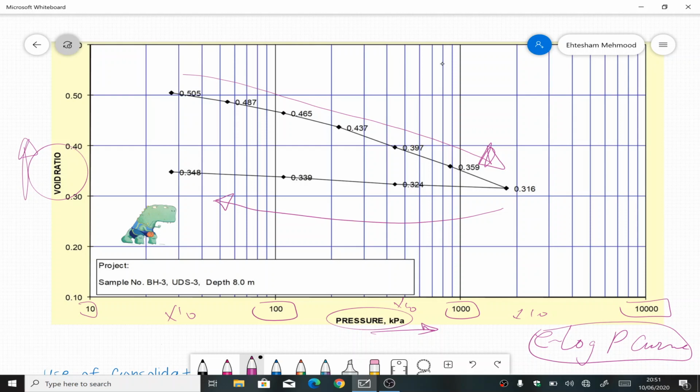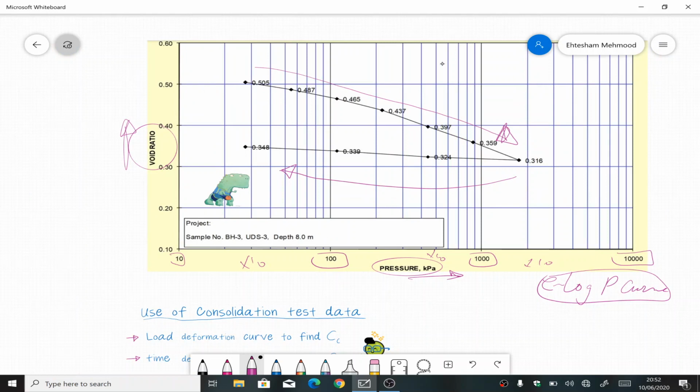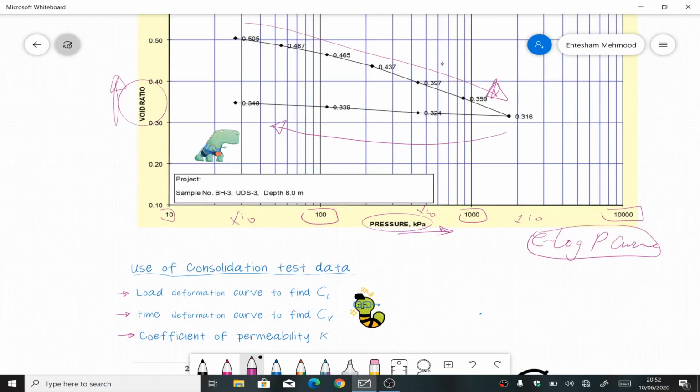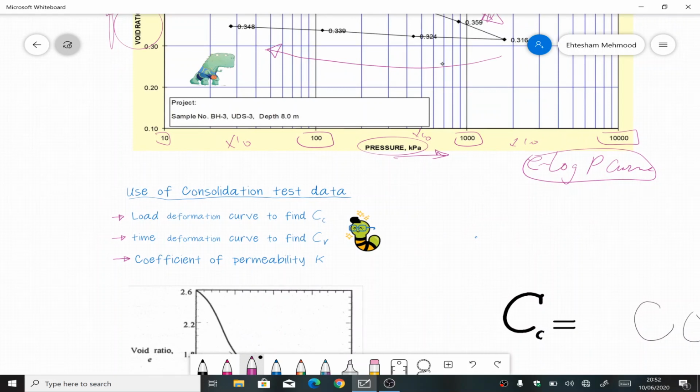So this is the basic test that everyone will assume that you understand, and you will hear people talking a lot about the e-log P curve, what the data is, what the values are. So what data do we get out of this test? We will get the CC value from the load deformation curve. From the time deformation curve, we will obtain the CV value, and the coefficient of permeability we also get from the consolidation data.